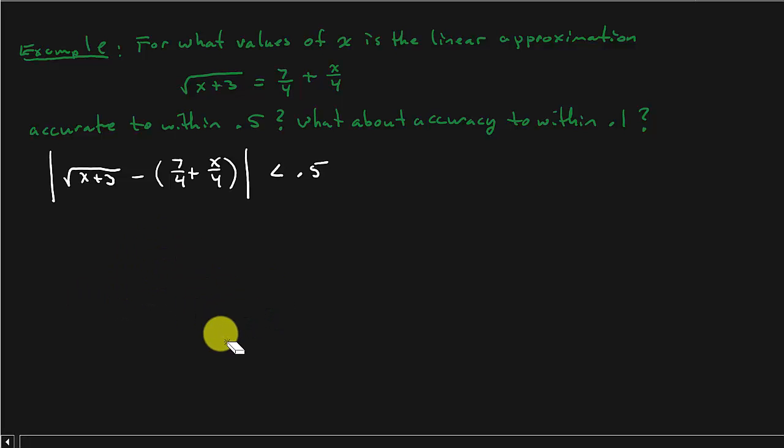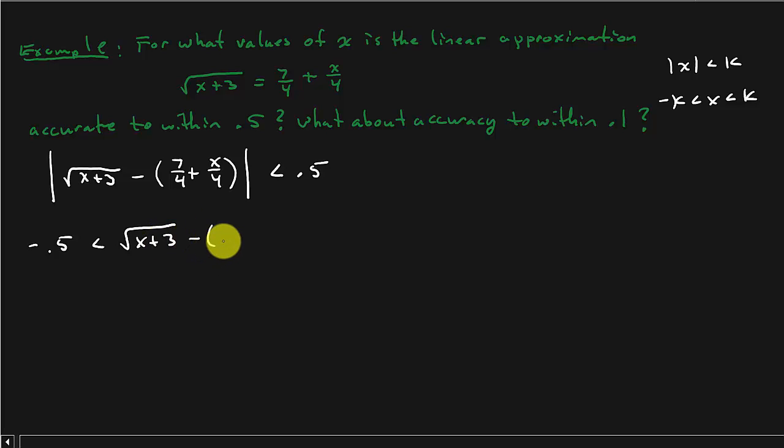And so that's where this absolute value comes in. If you remember from college algebra, when you had the absolute value of x less than k, you would rewrite that as negative k less than x less than k. Remember when you were doing the absolute value inequalities? Well, that's what we're going to do here. So that's going to be negative 0.5 less than the square root of x plus 3 minus (7/4 plus x over 4) less than positive 0.5. So that's what I need it to be in between.